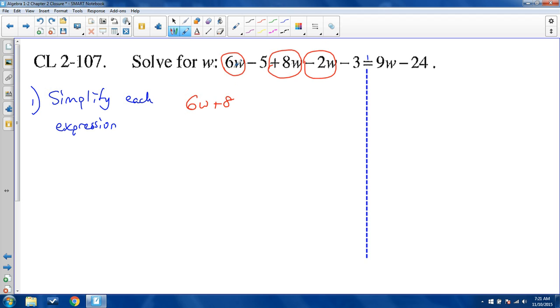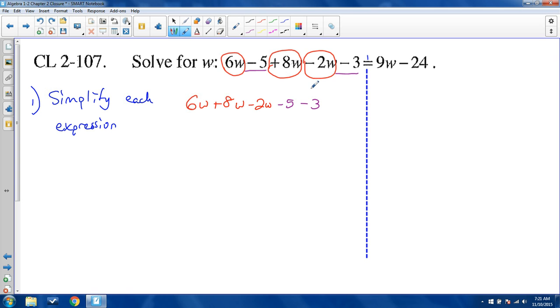Notice I didn't write minus 8W. That minus applies to the 5. And then minus 2W. You may rewrite things in order as long as you keep those signs with each other. And maybe you underline the constants. -5, -3. So here, I'm going to write minus 5 minus 3.